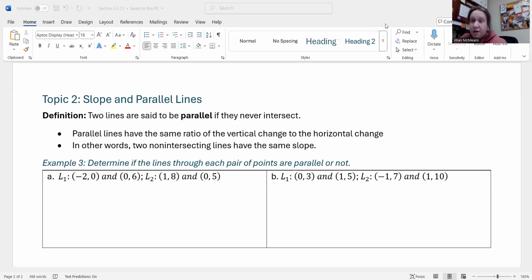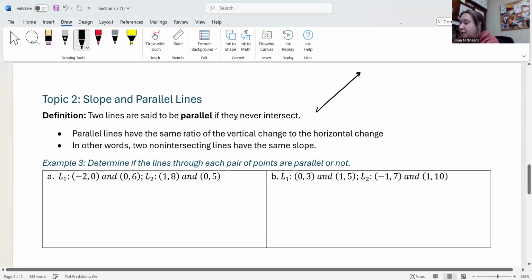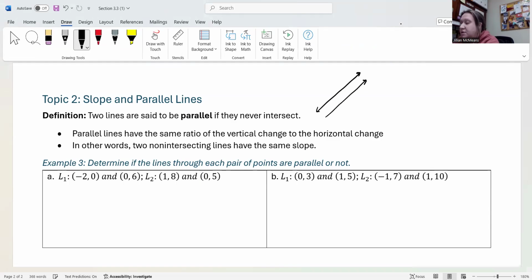So far, we've already talked about what slope is and how to find slope. Now we need to talk about slope when it involves parallel lines. The first definition is that two lines are said to be parallel if they never intersect. So if you had a line kind of like this, and then a line like such, assuming these lines go on forever and ever, they never intersect, so they would be considered parallel.